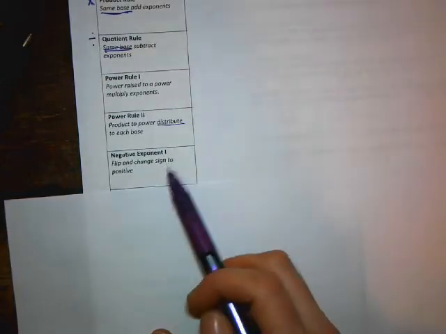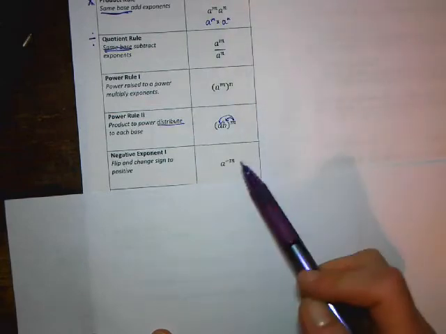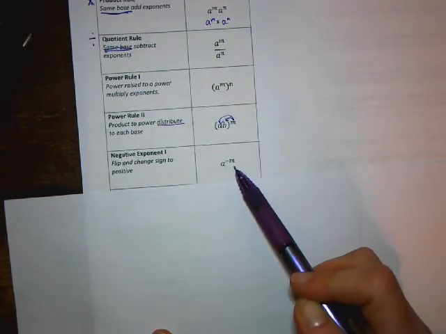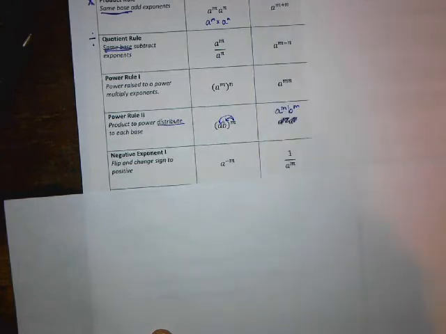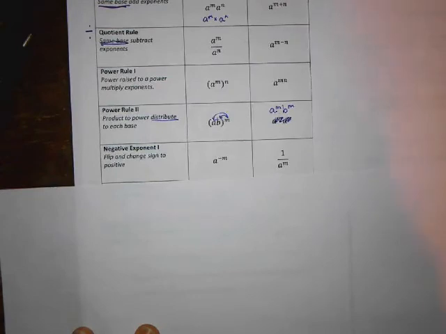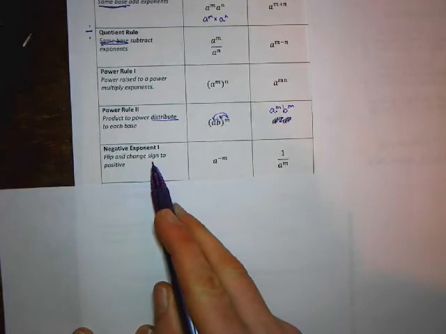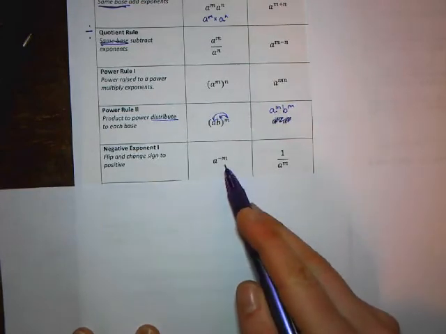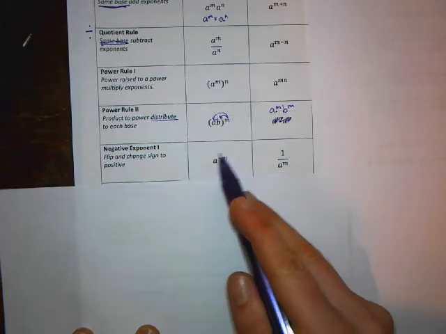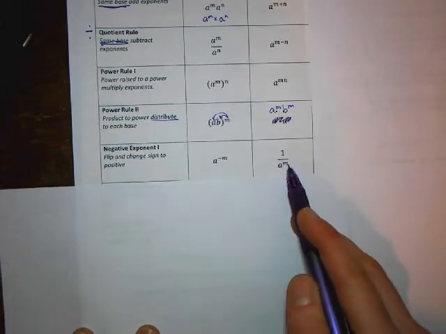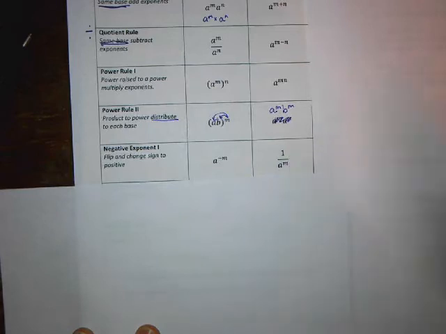Negative exponent rule number 1. Flip and change the sign to positive. So, oh gosh, what if we have an exponent and it's negative? Well, we are going to turn it into its reciprocal. We're going to flip and change the sign to a positive. We do not want to have negative exponents. So the way that we rewrite this is the same expression in the denominator, and we have a numerator of 1.